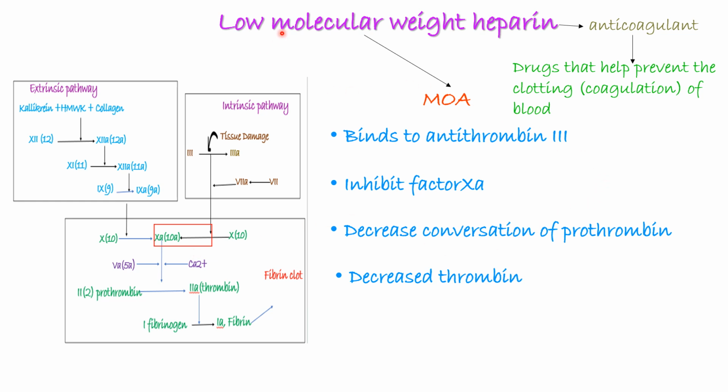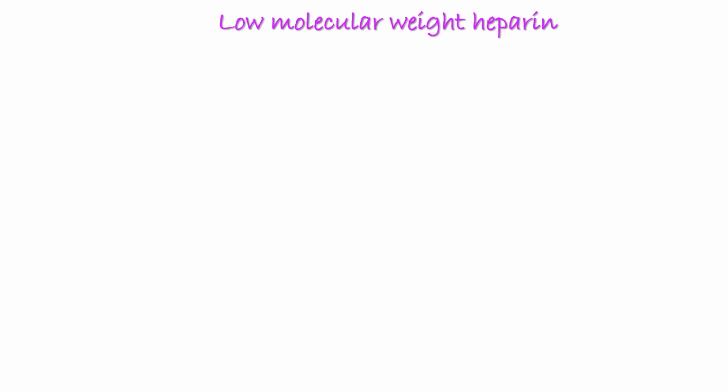So our low molecular weight heparin stimulates antithrombin 3, which goes to inactivate or inhibit factor 10A. So if we inhibit factor 10A, which is involved in the conversion of prothrombin to thrombin, then we don't have the conversion of prothrombin to thrombin. If we don't have that, then we also don't have conversion of fibrinogen to fibrin. If we don't have fibrin, then we don't have formation of a blood clot, and that's why they are called blood thinners.